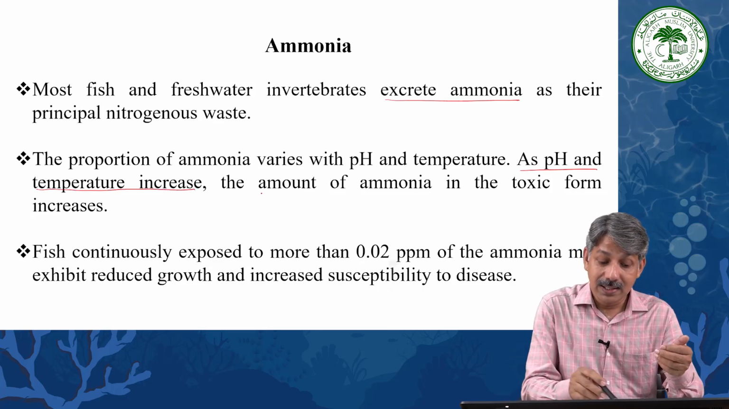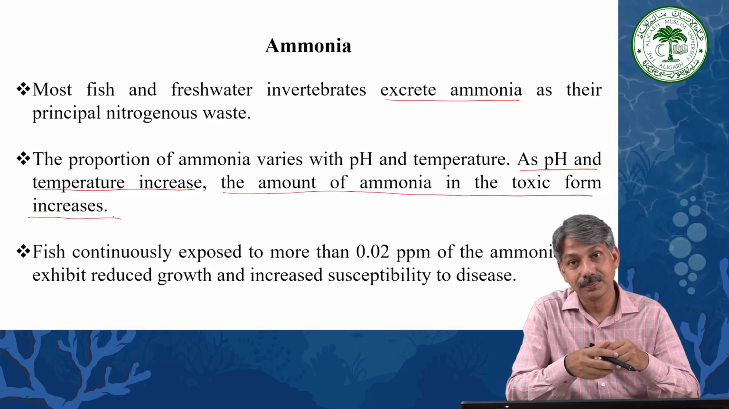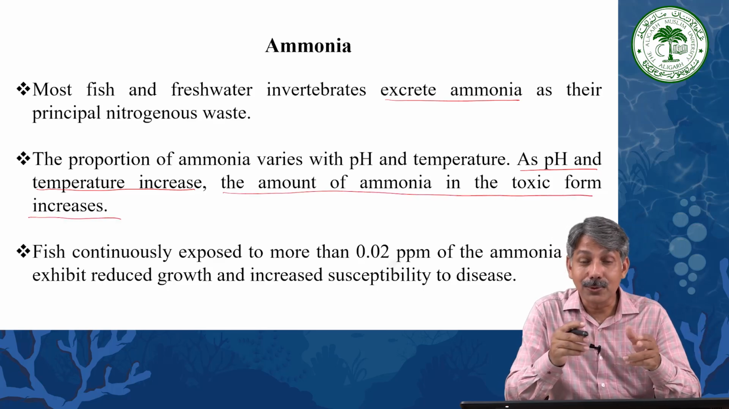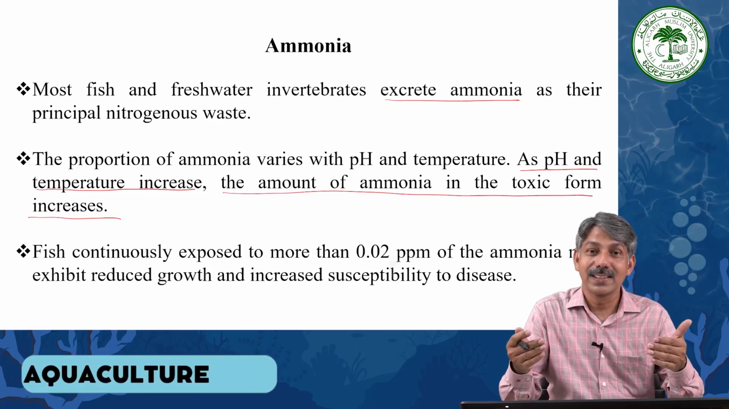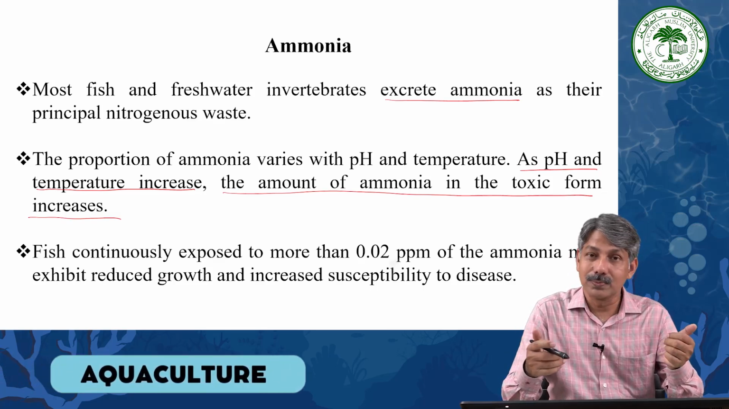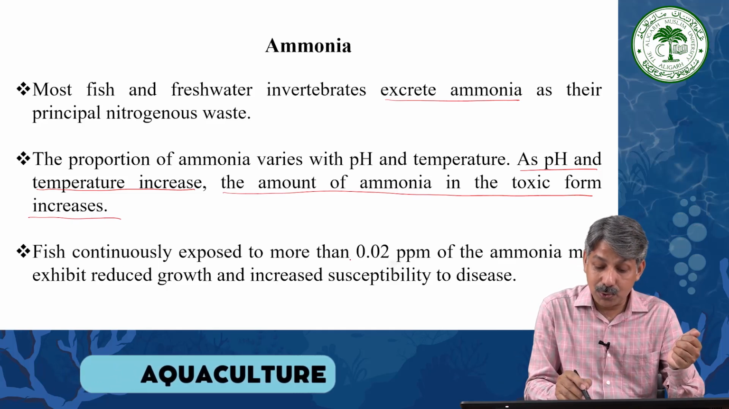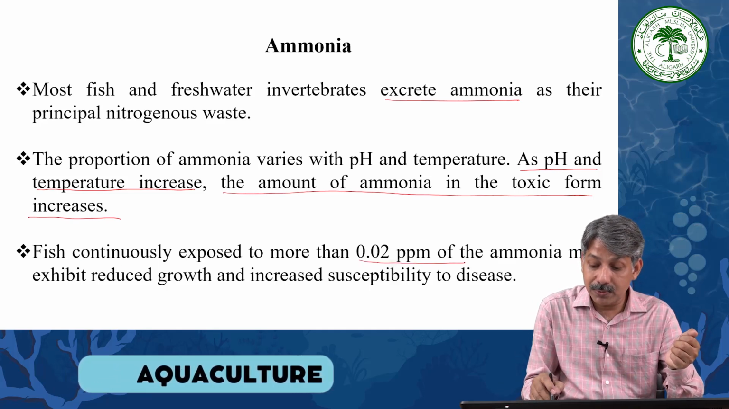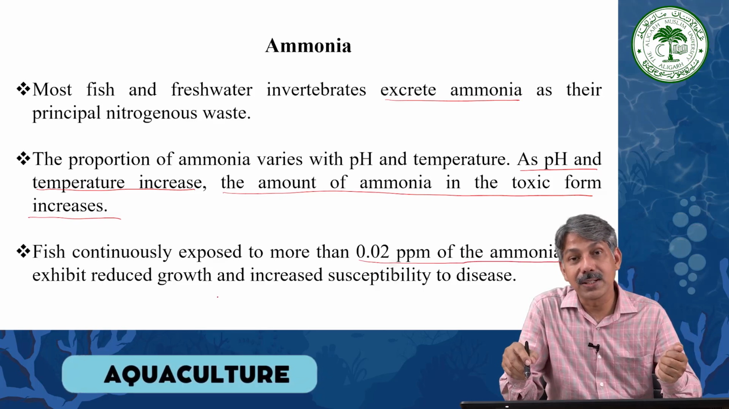pH increases, the amount of ammonia in the toxic form increases. But of course, within a limited range, it will not affect. But if it goes beyond a range, then it is going to adversely impact the system. Fish continuously exposed to more than 0.02 ppm of ammonia may exhibit reduced growth and increased susceptibility to disease.